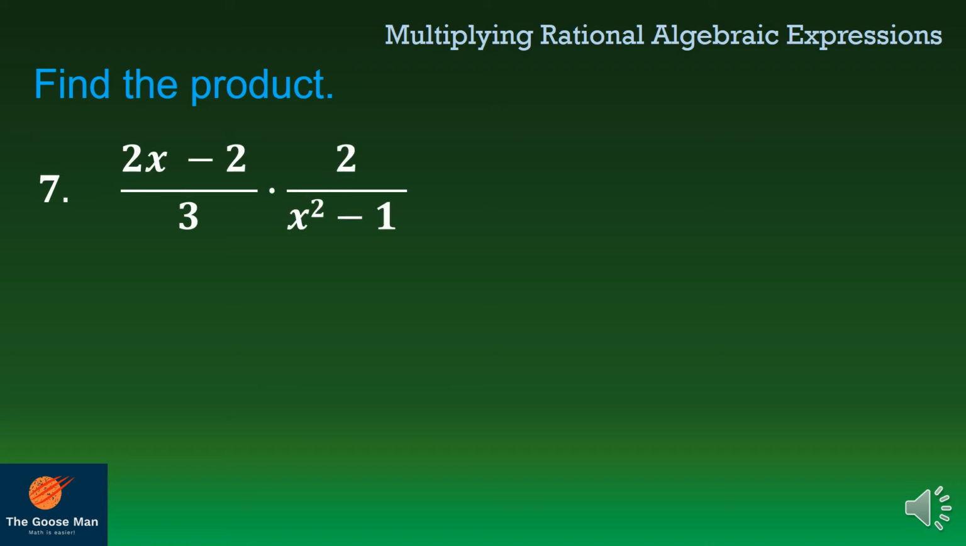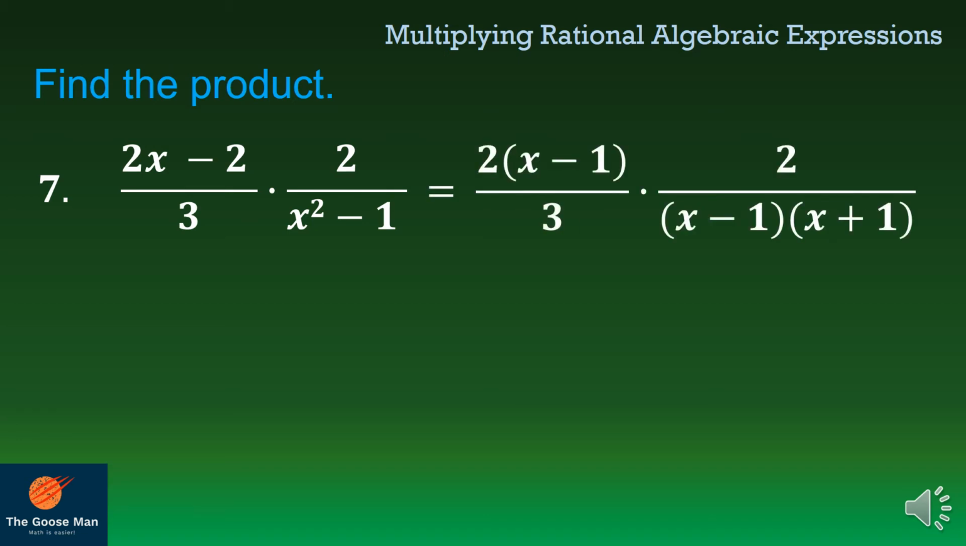I have 2x minus 2 all over 3 times 2 all over x squared minus 1. By inspection, 2x minus 2 has a greatest common factor of 2. So I factor it out. So again, 2x divided by 2 is x. 2 divided by 2 is 1. So just simply write x minus 1 all over 3.